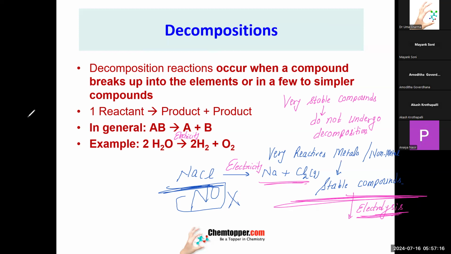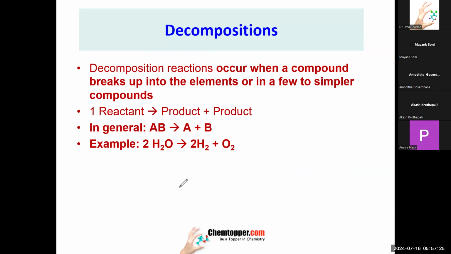Okay, fine. So let's understand different types of decomposition reactions, very popular decomposition reactions. This is not a popular one. I need electricity here. First, carbonates and hydrogen carbonates.